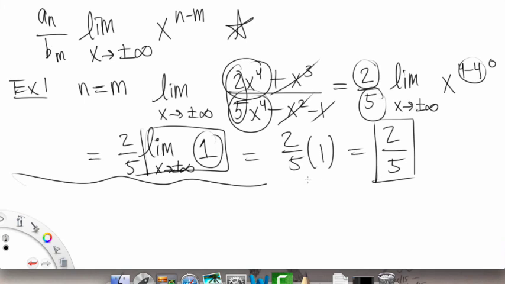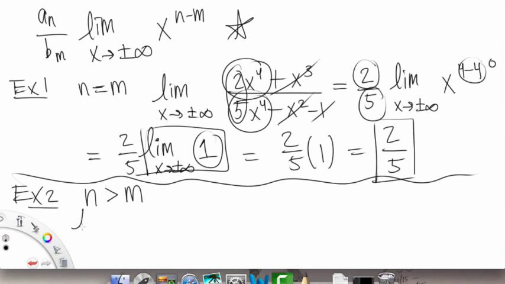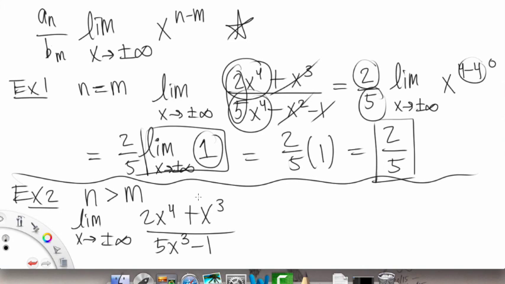Alright, let's do another example. What else could happen? Here's example 2. What if n is greater than m? Let's look at one of those. Let's say we have the limit as x goes to plus or minus infinity of 2x to the fourth plus x to the third, over, this time, 5x to the third minus 1. Okay, let's look at this. We're going to do the same thing.